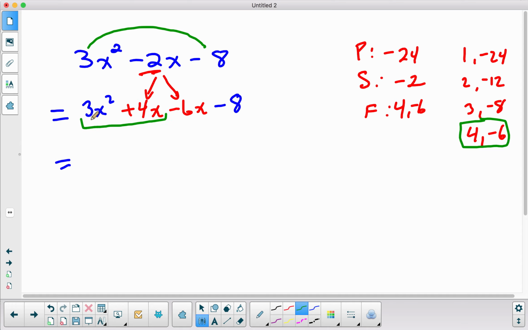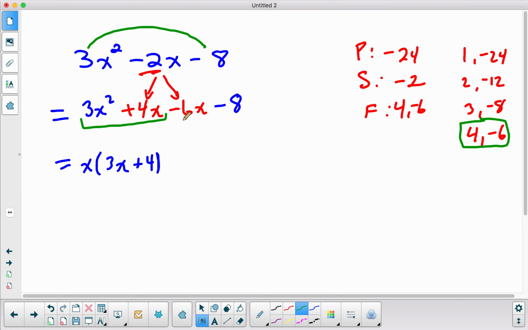Next step is to look at just the first two terms and pick out a common factor. So 3x squared plus 4x. This term has an x, this term has an x. X is a common factor. So pull out x as a common factor. And just a note too, it won't always just be x. Sometimes there will also be a number with the x that is part of the common factor. Okay, 3x squared divided by x is 3x. 4x divided by x is just 4. Again, you can do a little check. X times 3x is 3x squared. X times 4 is 4x.